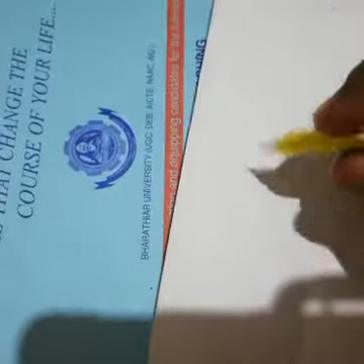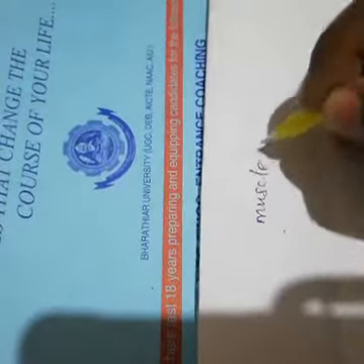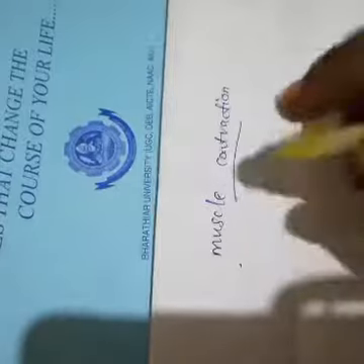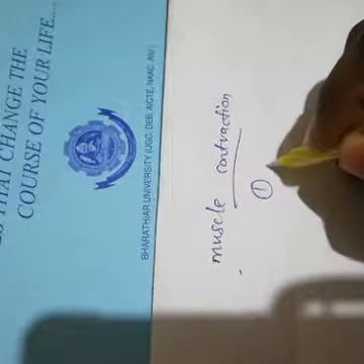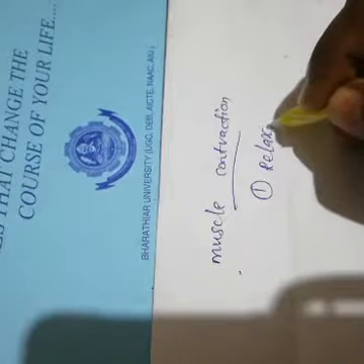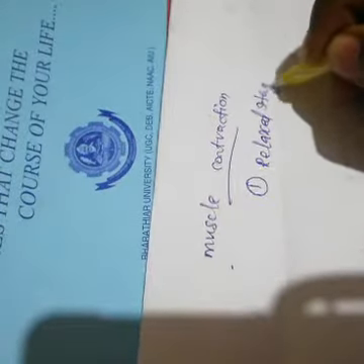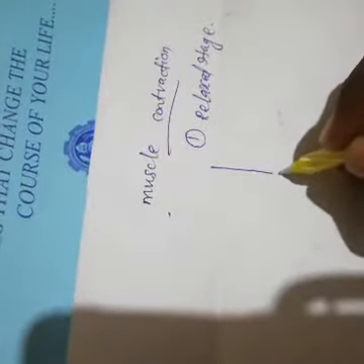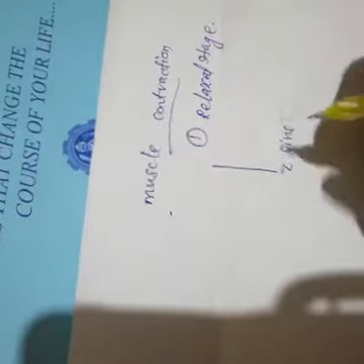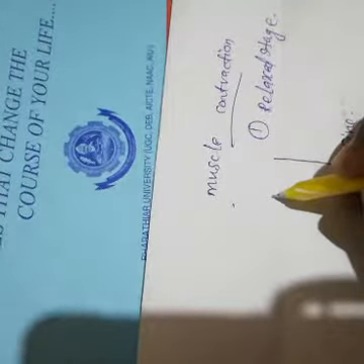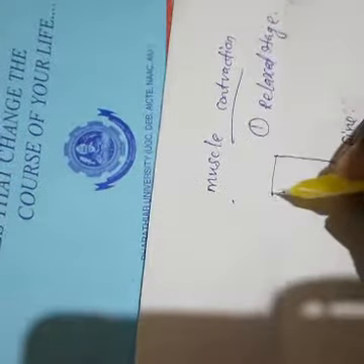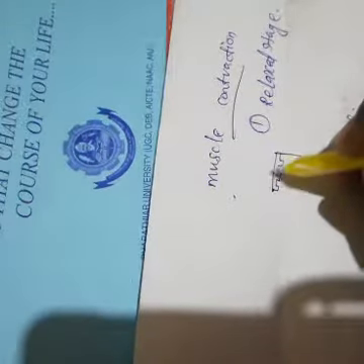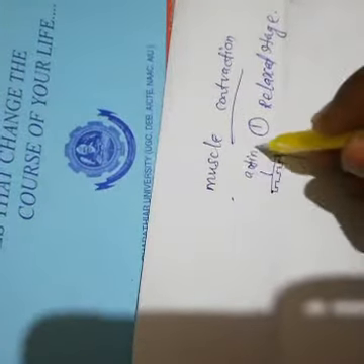We are going to discuss the muscle contraction. The first stage is called the relaxed stage. Here there will be a Z line. This line is called the Z line. Then, in the Z line, we can find another type of structure, that is actin. This is the actin filament.